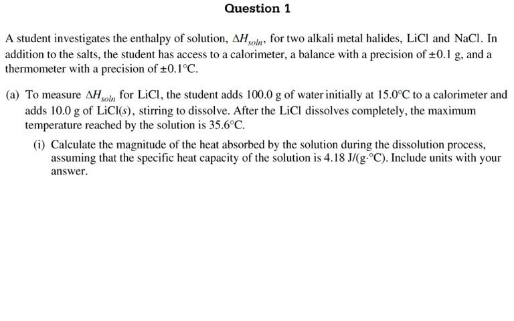A student investigates the enthalpy of solution, delta H of solution, for two alkali metal halides, lithium chloride and sodium chloride. In addition to the salts, the student has access to a calorimeter, a balance with a precision of 0.1, and a thermometer with a precision of 0.1 degrees. To measure delta H of solution for lithium chloride, the student adds 100 grams of water initially at 15 degrees Celsius to a calorimeter, and adds 10 grams of lithium chloride, stirring to dissolve. After the lithium chloride dissolves completely, the maximum temperature reached by the solution is 35.6 degrees.